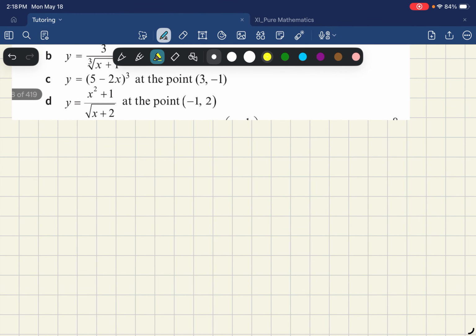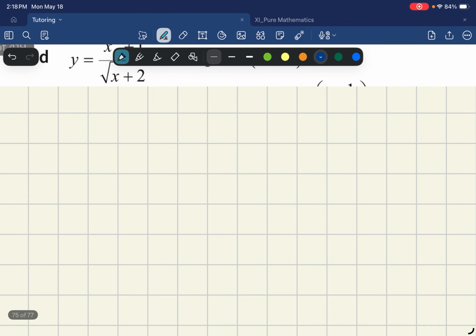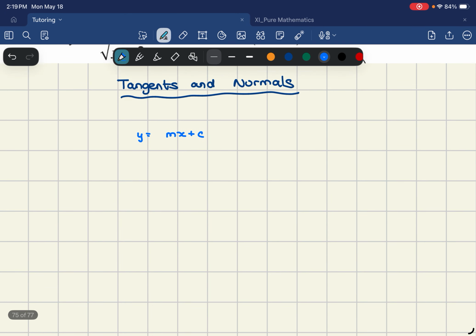Alright, so in this video, we're going to go over something called tangents and normals. First of all, we need to look at one form for the equation of a line. You must be familiar with y is equal to mx plus c. We're going to look at an alternate version of writing the equation of a straight line.